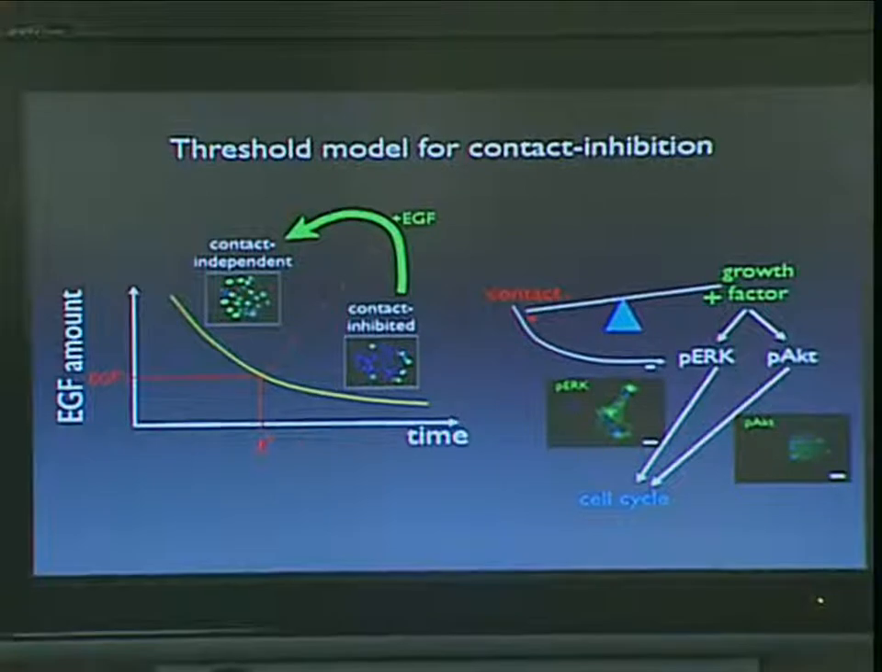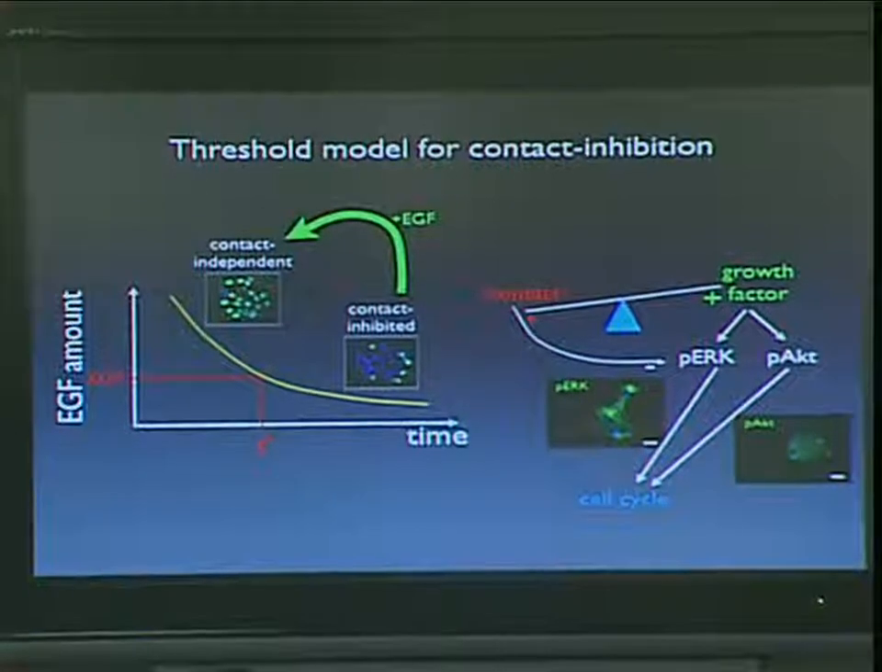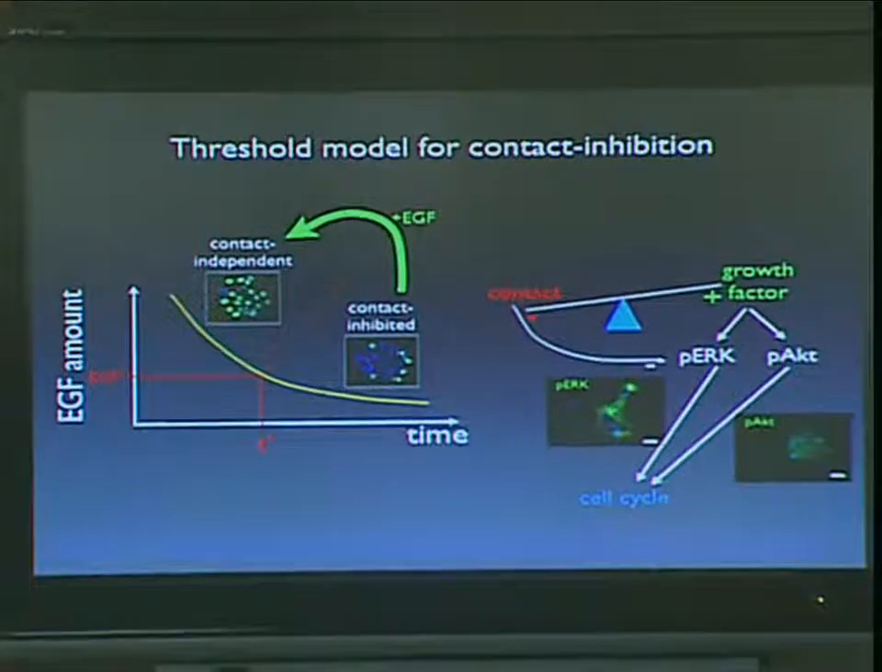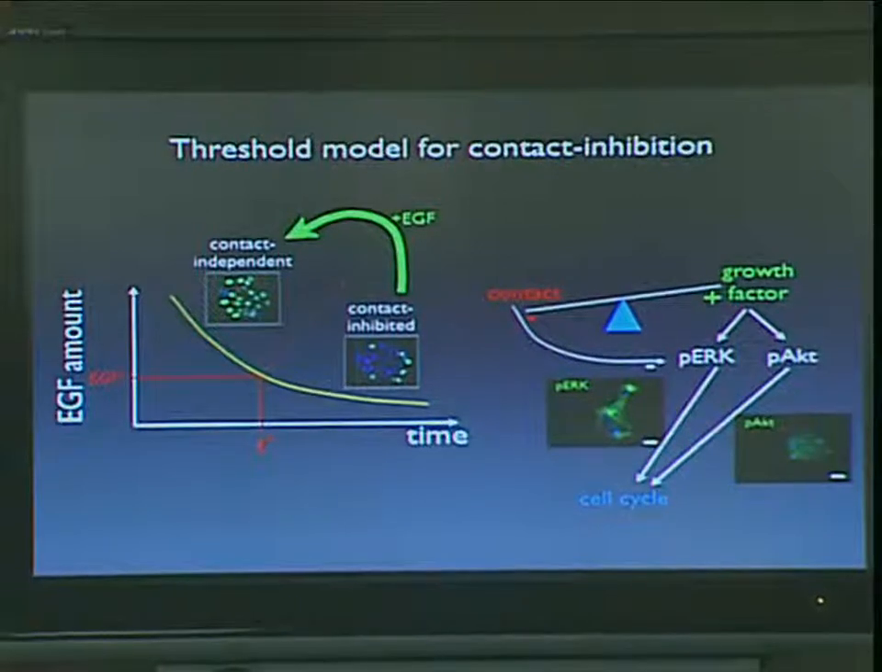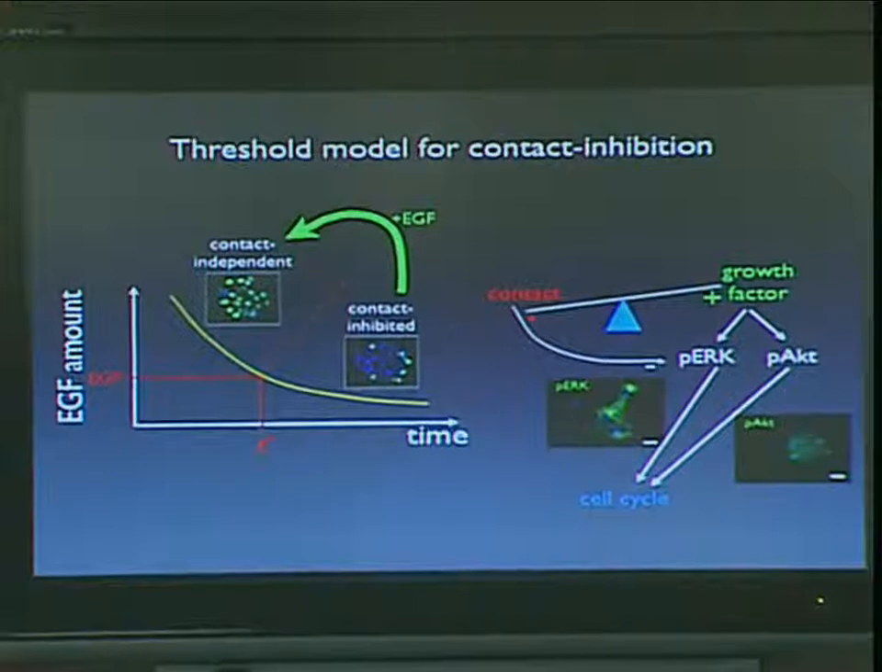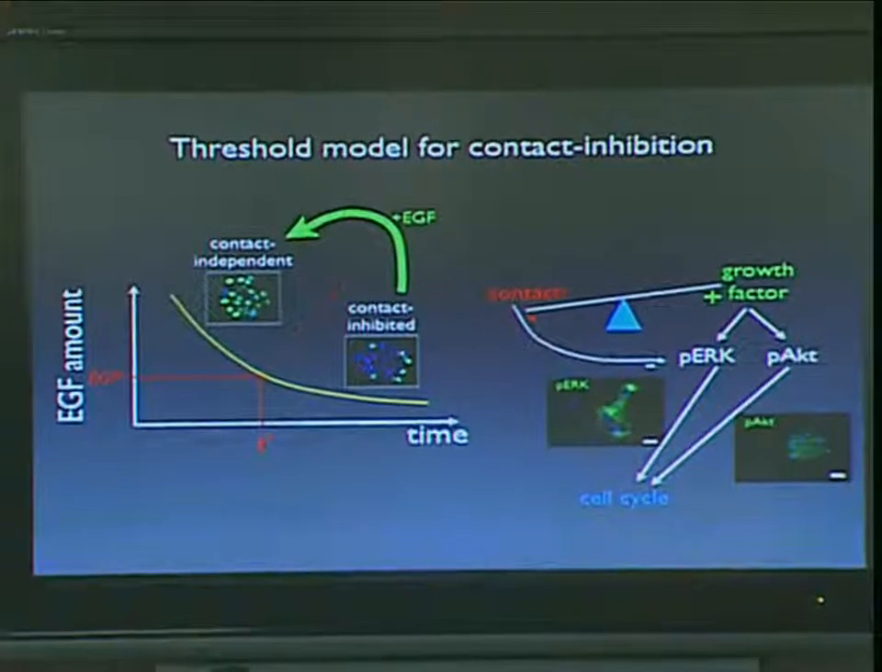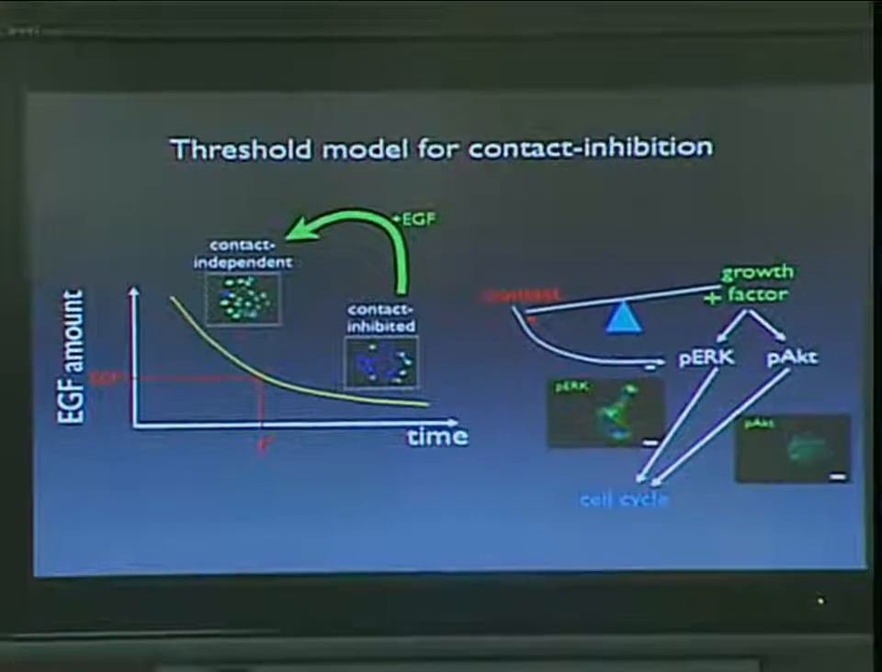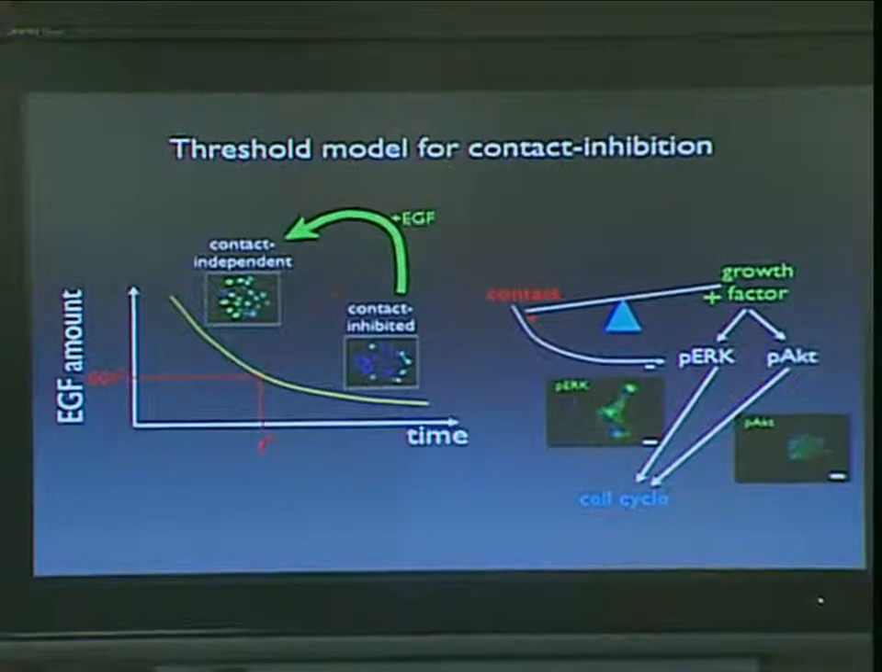So in this model, we're suggesting that there's this quantitative balancing between contact and growth factor. The implication of that is, if it's truly a balancing act, if one increases the level of cell-cell interaction, you should be able to change the threshold. So if you make the inhibitory effect even greater, okay, then the inhibition should be able to overcome EGF when EGF is even higher. Right?